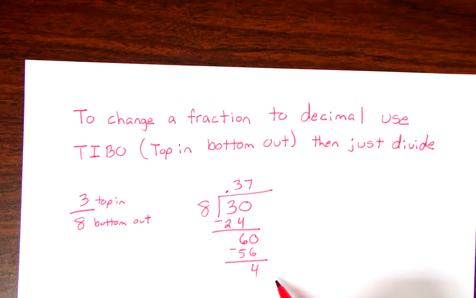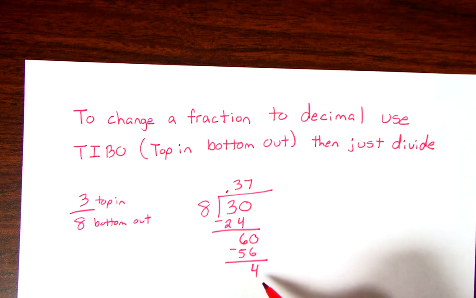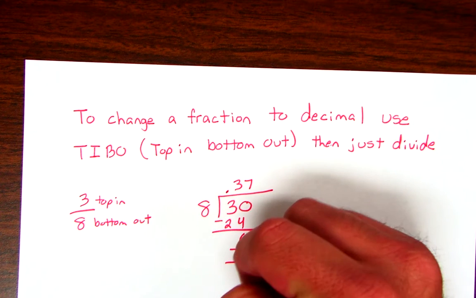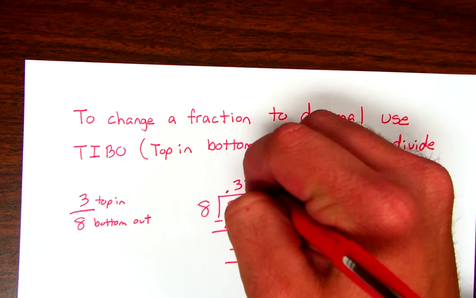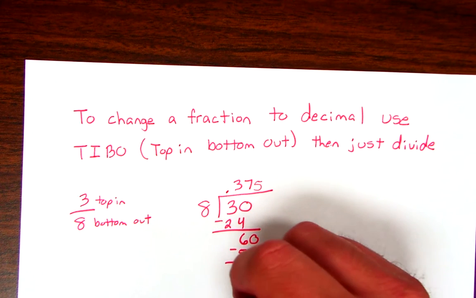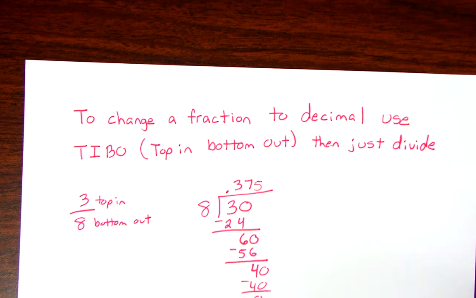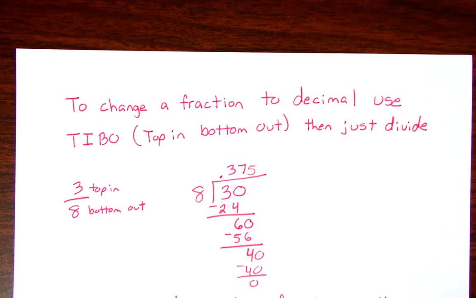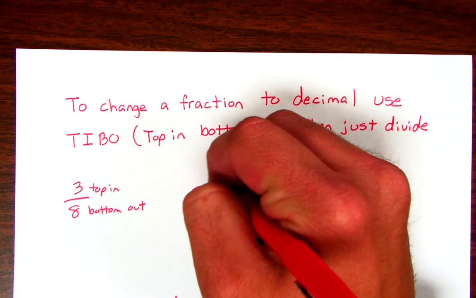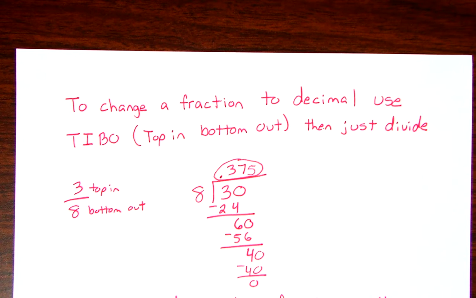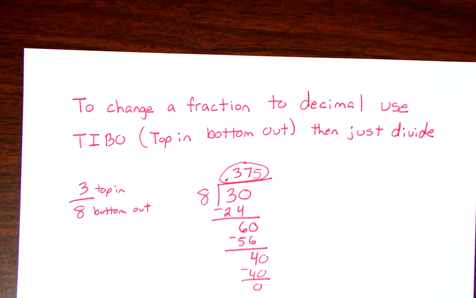Again, notice I have a remainder. Can 8 go into 4? No, it cannot. Add a 0. But 8 can go into 40 5 times. And there's your answer: 0.375. Let's try one more.